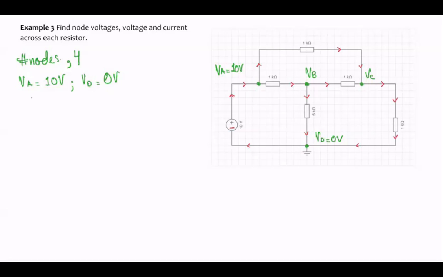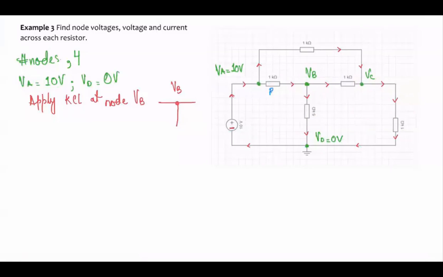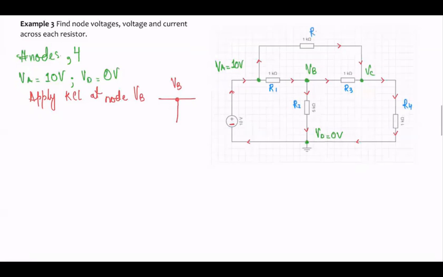Let's now apply KCL at node VB. Okay, this is your VB. Say this is your R1, this is your R2, this is your R3, this is your R4, and this is your R5, okay? So the current going across R1 is going to be I1. This is I2 here, this is I3, this is I4 right here, and this is I5, okay?